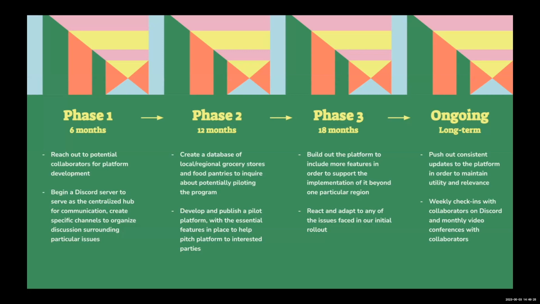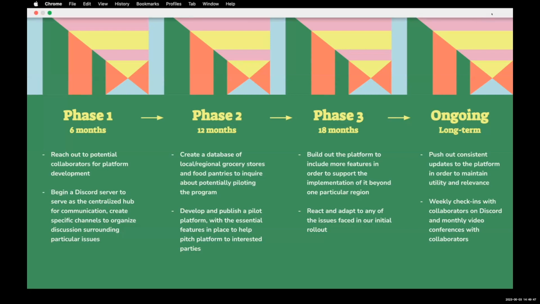I'd like to focus the initial phases of the platform on a local only platform. That way, we can work out any of the potential issues or errors. So, we would develop a platform only with the essential features in place in order to help pitch the platform to potential collaborators and to other local grocers and food pantries.